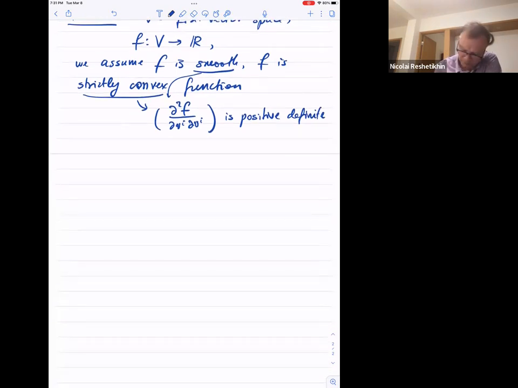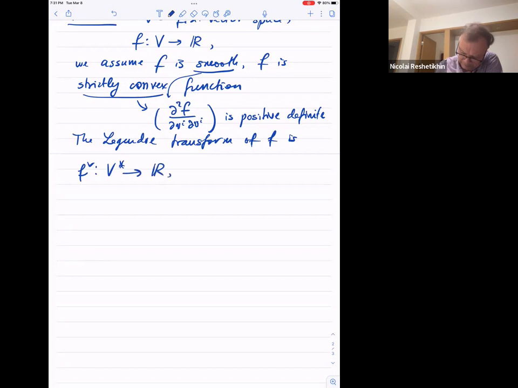Okay, so the Legendre transform of F is a function on the dual vector space defined like this. It's the maximum over V in V of P of V minus F of V. Here P is in V star.